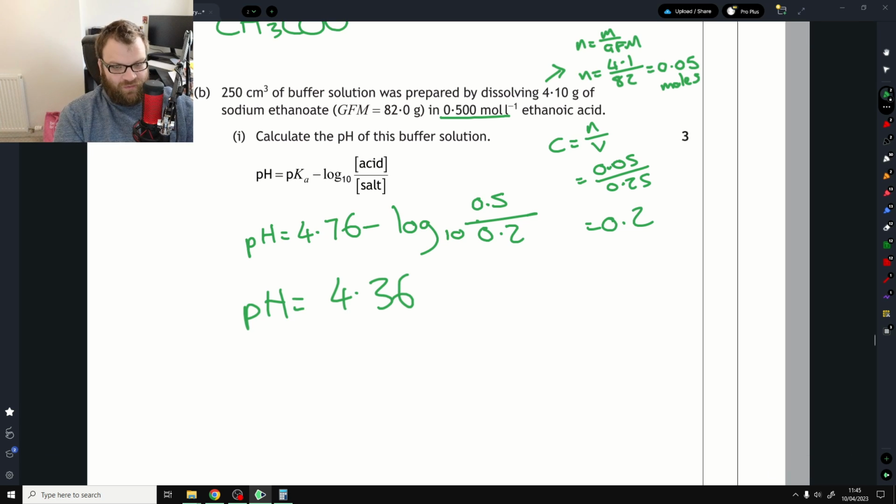Things to watch out for: number one, make sure you're looking at the correct volumes when you're trying to work out the concentrations. Make sure you're using concentrations to put into it, and make sure you do the acid on top and the salt on the bottom, and that will hopefully give you the correct answer.